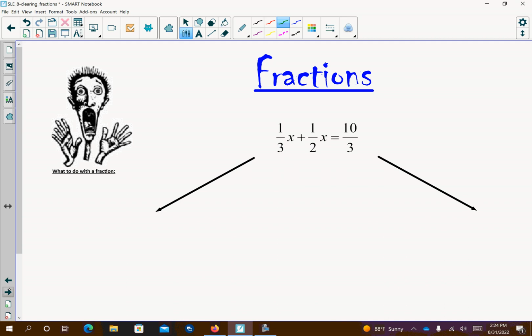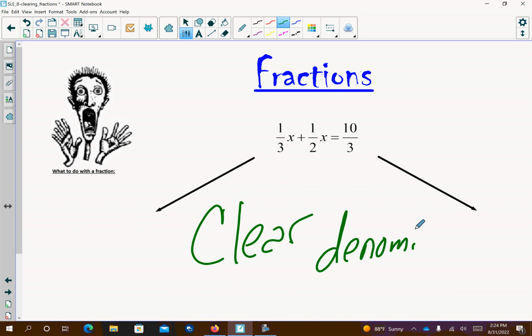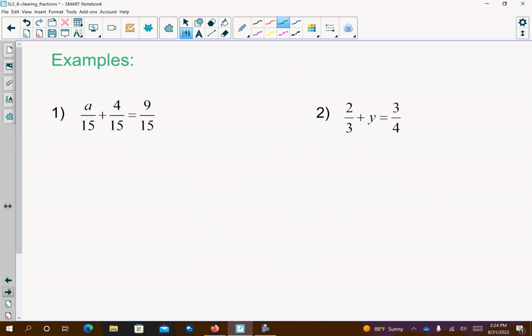But the best thing to do is clear denominators. If you clear the denominators, you don't even have to do fractions for the problem. So let's take a look at our very first problem.